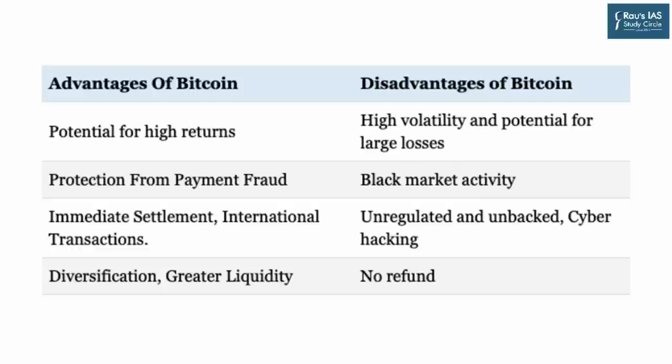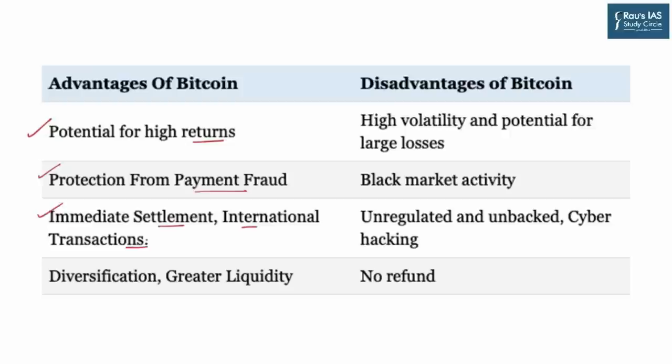Now, there are many advantages and disadvantages attached to bitcoins and of course cryptocurrency in general. The advantages include the potential of higher returns because the returns attached to bitcoins are exponential. Protection from payment fraud, because it is cryptography which is attached to the mining of this currency, hence payment frauds are negligible. It also includes immediate settlement and international transactions because you do not need any kind of conversion of the currency from one form to the other or from one denomination to the other.